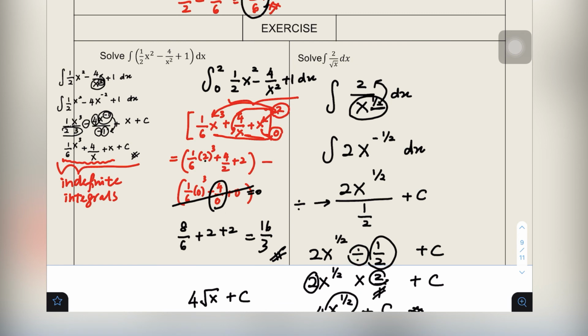So this is the difference between definite and indefinite integrals. For indefinite integrals, your final answer will be in the form of an equation with plus c at the back. And for definite integrals, your answer is in the form of a value.